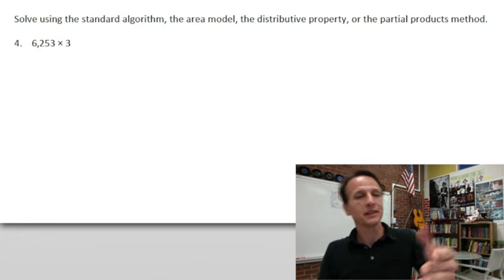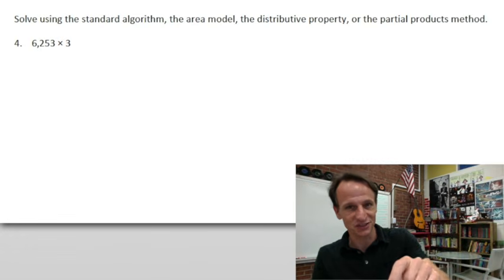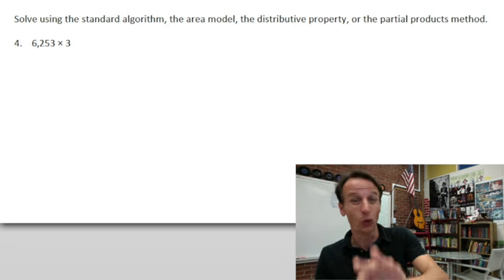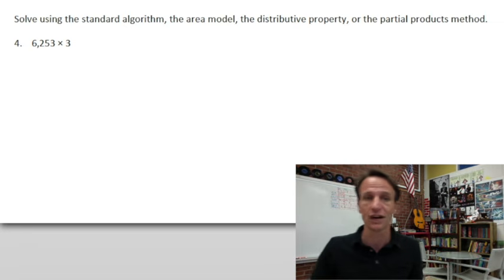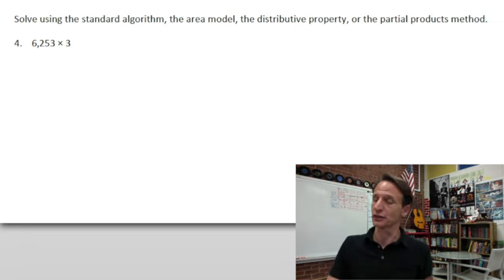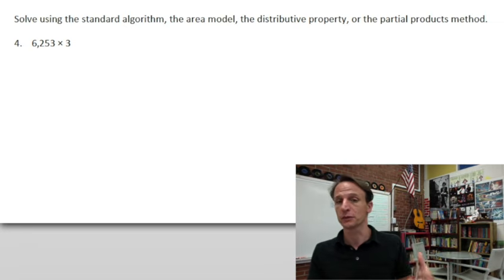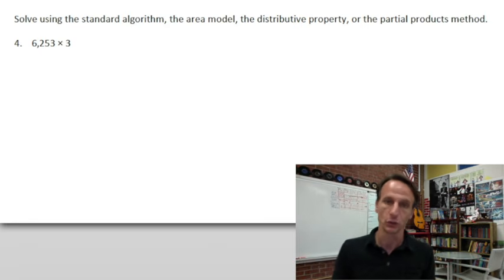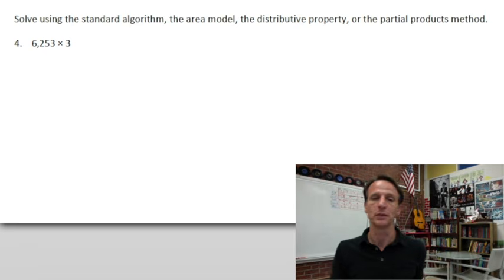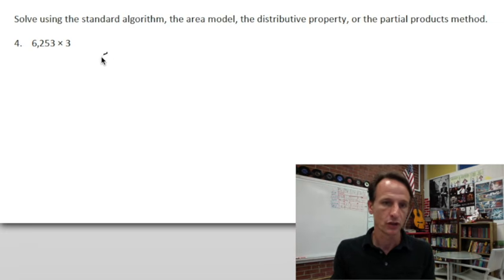Hey, don't freak out on me. I will point out one word in these instructions. It's very important, which is the word or. Okay, so it's giving us a choice of which method to use to solve here. So we can solve using the standard algorithm, the area model, the distributive property, or the partial products method. It's our choice. We don't have to do all 4 like we did back on number 1. Since the standard algorithm is ultimately our goal, that's what I'm going to go with on this one. If you want to do one of the others, go ahead. Don't let me stop you.